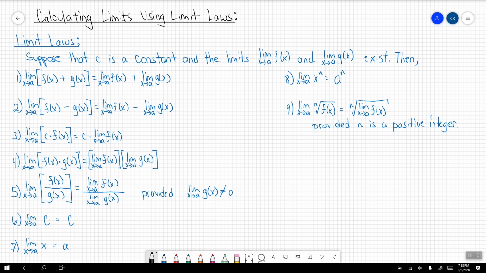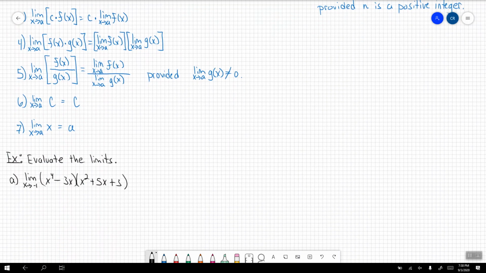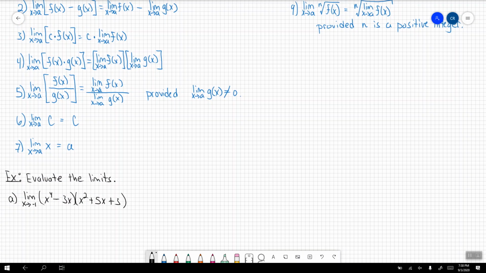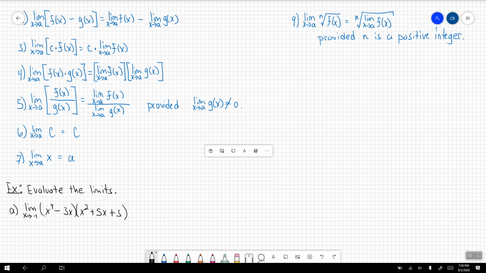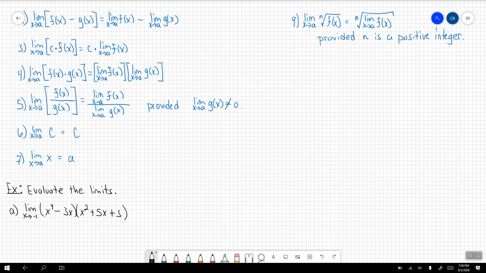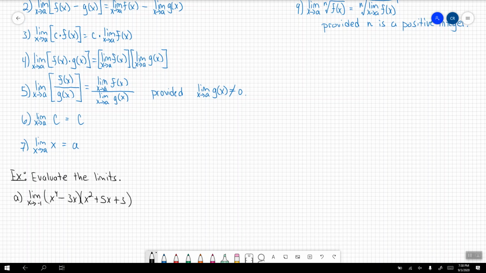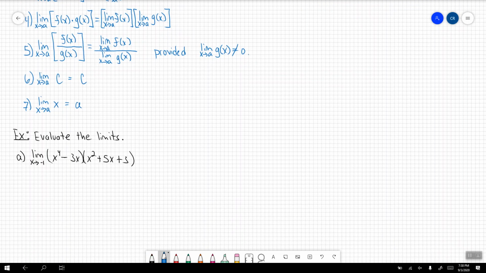And what I want to do at this point in time is start using those limit laws here on part A. So looking at part A, I'm going to start implementing these limit laws. Now notice, in part A, I want to find the limit of the product of these functions as x is approaching -1. And what I'm going to do is use limit law 4 here. So I'm going to state this here, limit law 4.